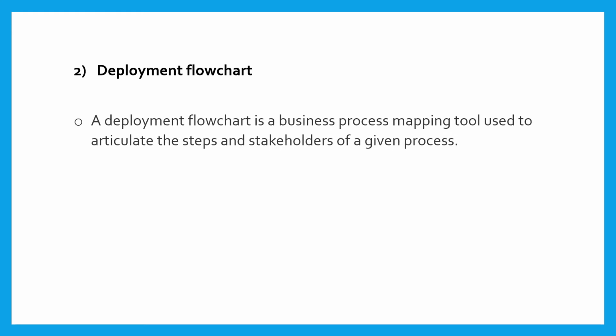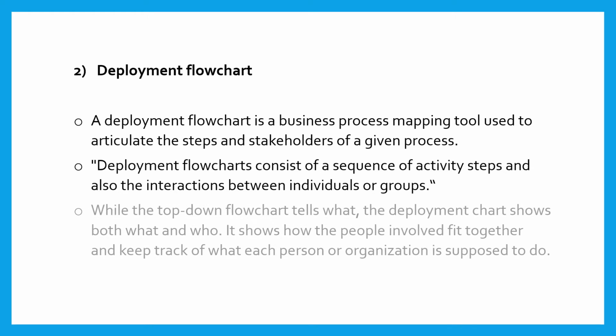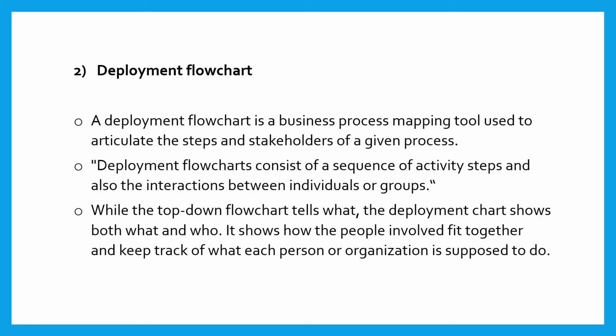Deployment flowchart. A deployment flowchart is a business process mapping tool used to articulate the steps and stakeholders of a given process. A deployment flowchart consists of a sequence of activity steps and also the interaction between the individuals or groups. While the top-down flowchart tells what, the deployment flowchart shows both what and who.